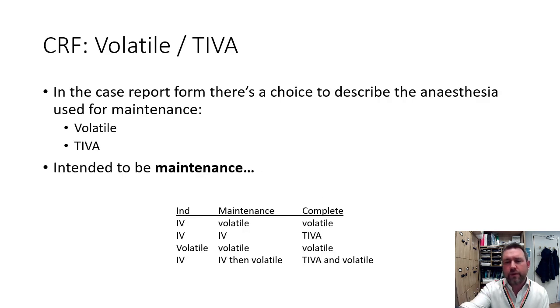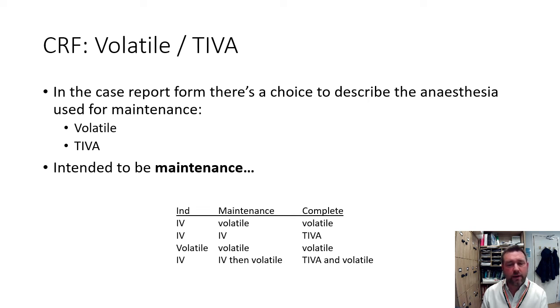One thing that has been confusing for people, not so much about the protocol, but about the case report form, is whether people should tick the box for TIVA or volatile. Now, I'm not an anaesthetist, but I can explain this to you: we're interested in how anaesthesia is maintained, not induced. So here's a little table. If they have IV induction maintained volatile, I'd like you to click volatile. If they have IV all the way through, that's clearly TIVA. If they have volatile all through, that's clearly volatile.